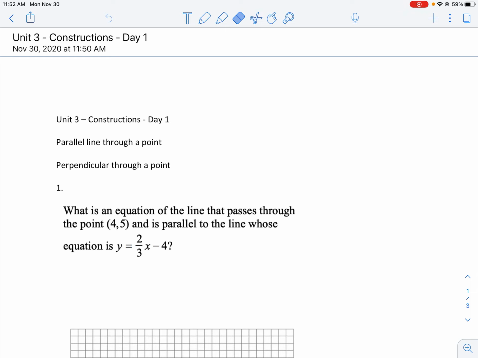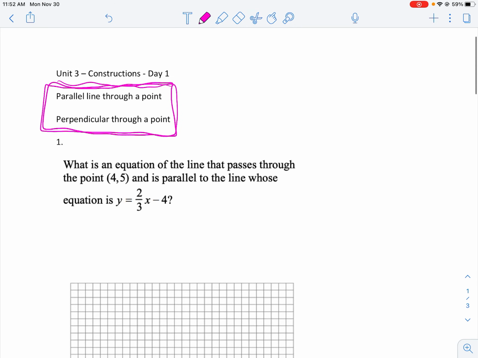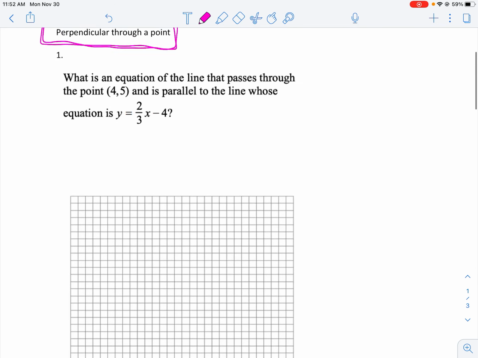And then I'm going to ask you guys to go to a website that shows you how to construct these two things right here. We're going to be looking at these two types of constructions. But first, we're going to remind you what it means to find a parallel line through a point and a perpendicular line through a point algebraically. Okay, so let's get started.